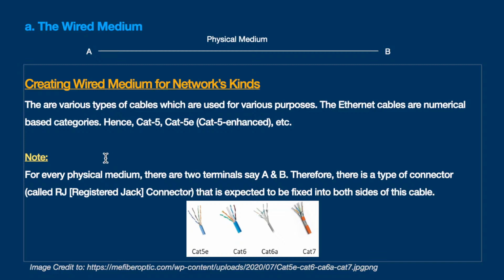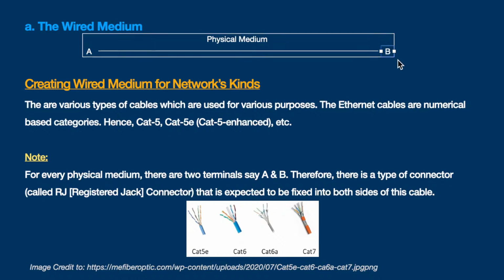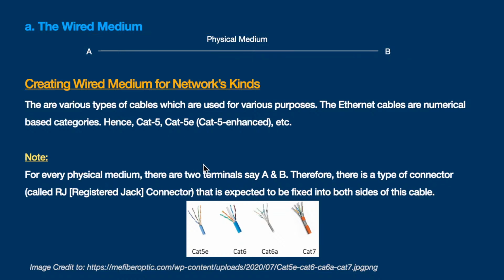Now note, for every physical medium, this must be physical. Now we are not talking about wireless. We are talking about the physical. Now for every physical medium, there are two terminals, like you can see here, we have A and we have B. Let's say terminal A goes into the sender PC, and terminal B goes into the receiver PC. So there are two terminals A and B.